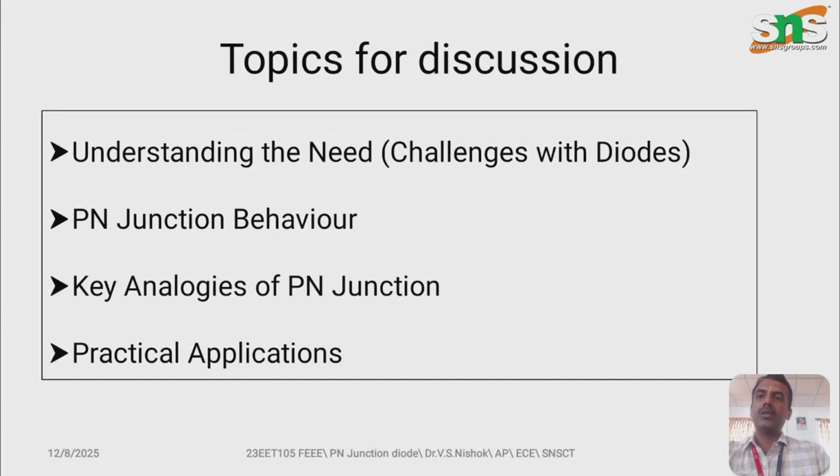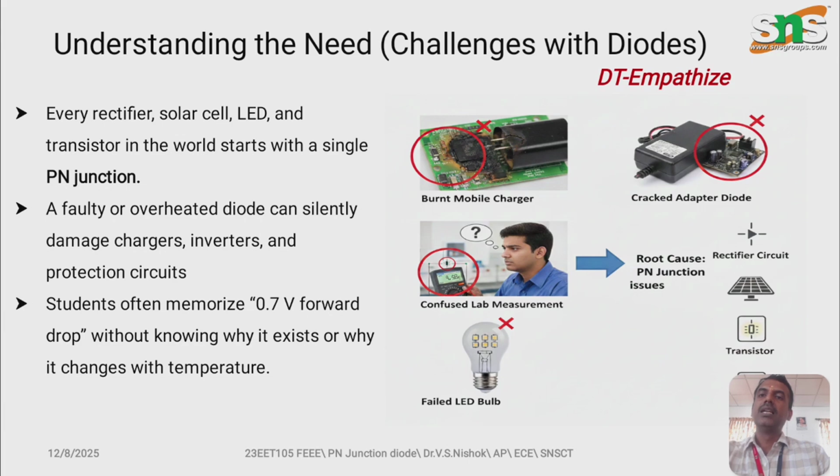So this is the outline of this video. It starts with challenges with diode and then PN junction behavior, key analogies of PN junction, and finally its practical application. So what are the challenges with diode?